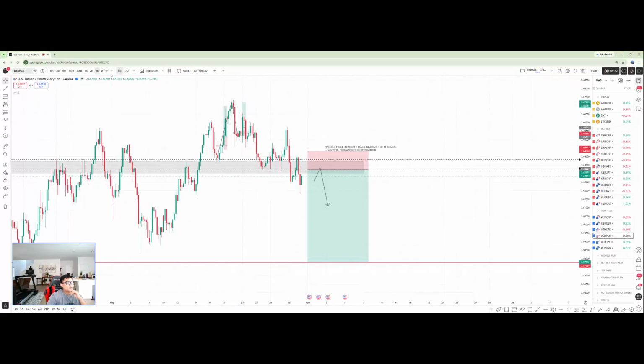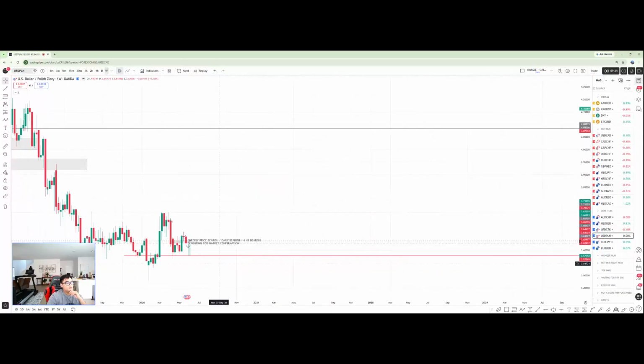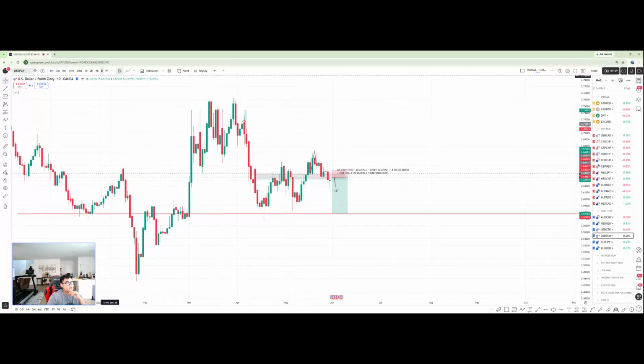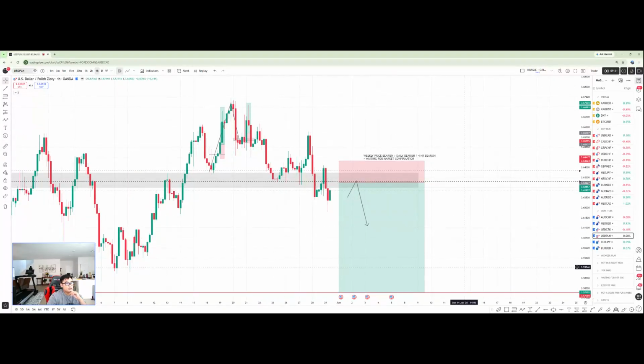USD JPY, same thing. Weekly is having a reaction. Daily is bearish. 4 hour bearish. So all I need is a pullback and then look for entry.